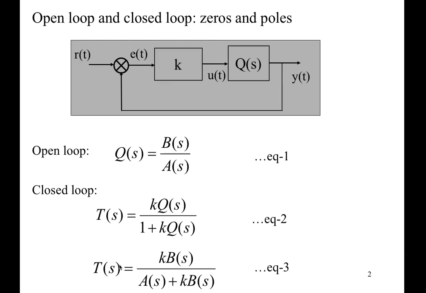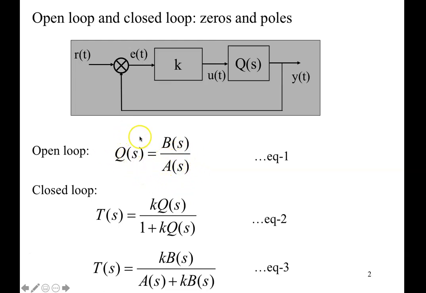So I'm copying the block diagram over from the previous slide. Let's assume the plant Q(s) has a transfer function of B(s) over A(s). Okay, B(s) is the coefficient, representing the numerator terms in the transfer function. A(s) represents the denominator terms in the open loop transfer function.